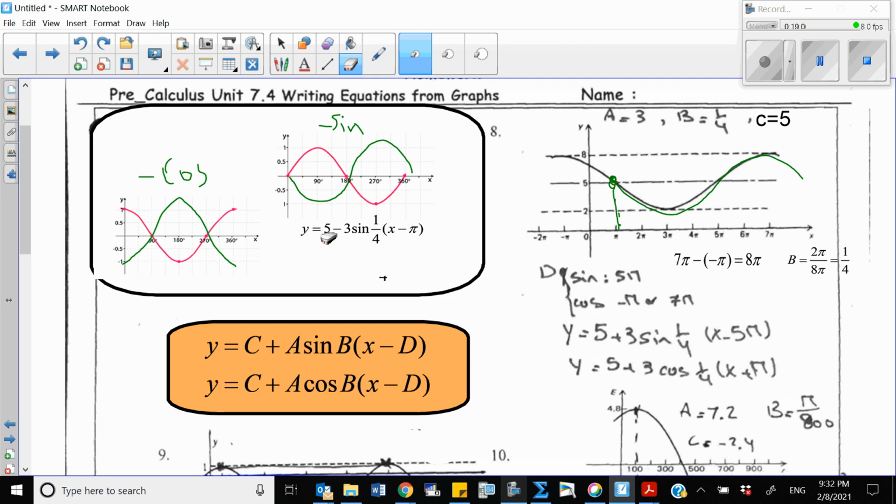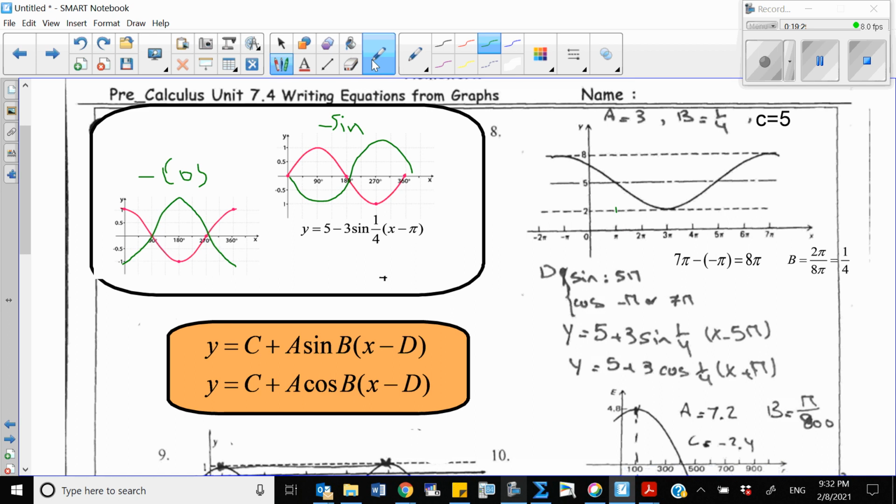Y equals 5. Instead of writing plus a, I write negative a. So I write a negative to say that this function is reflected over the x-axis. And then the rest is the same thing as before. A value is 3, b value is 1 over 4, x minus d value is pi, and I just write x minus pi. How do I find a negative cosine here?